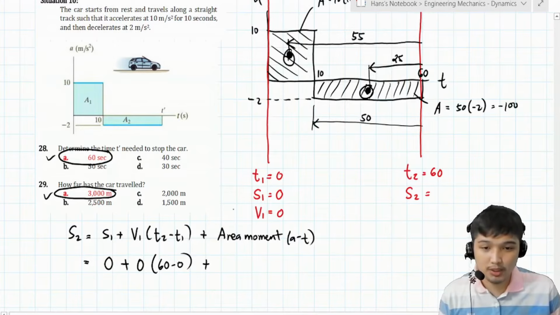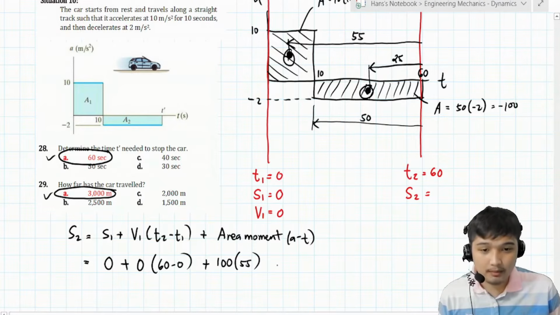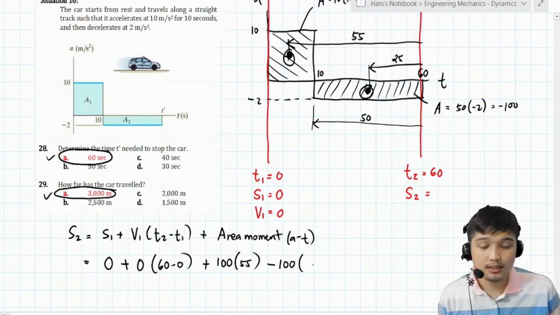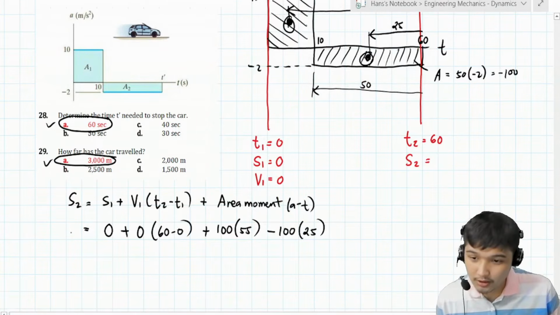So let's start with the positive area. So that is 100 times the moment arm is 55. And then plus yung negative area. So lagyan lang natin negative 100 times the moment arm is 25. Okay, so using this equation, we can directly solve yung S2.